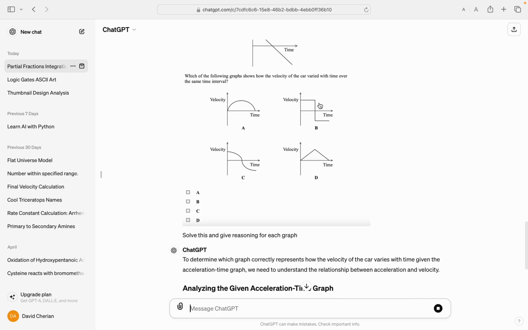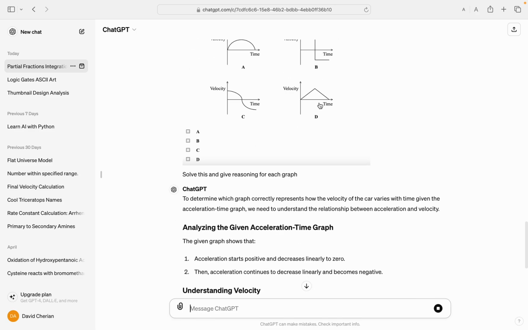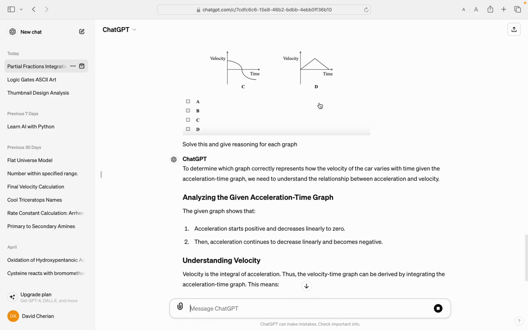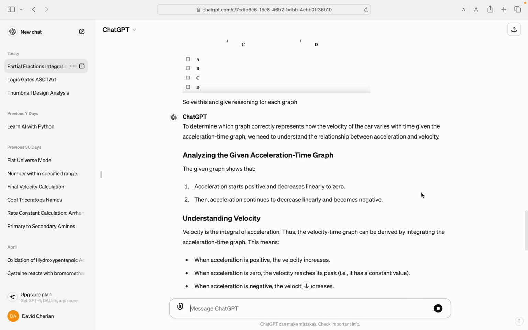Solve this. To determine which graph correctly represents how the velocity of the car varies, we need to understand the relationship between acceleration and velocity. Okay, analyzing the velocity graph. So what this has done is it's doing a good job in analyzing it from the graph standpoint. It started with analyzing the acceleration time graph. It's giving us how it's moving.